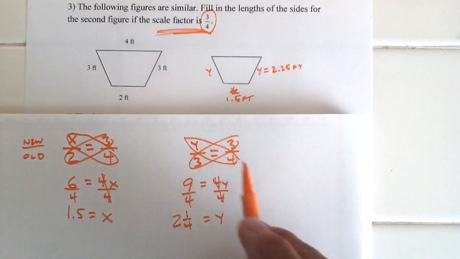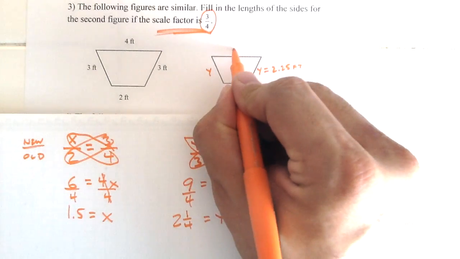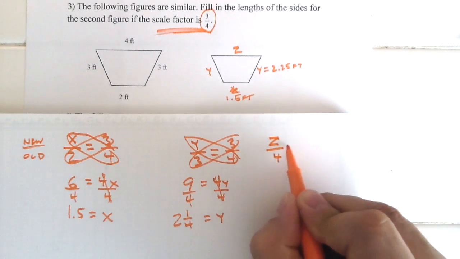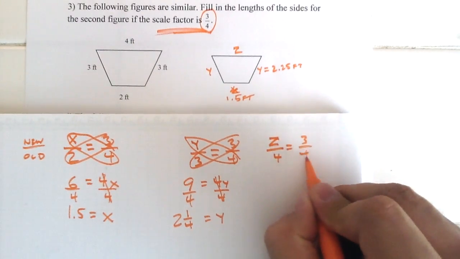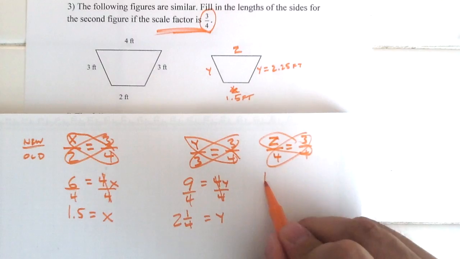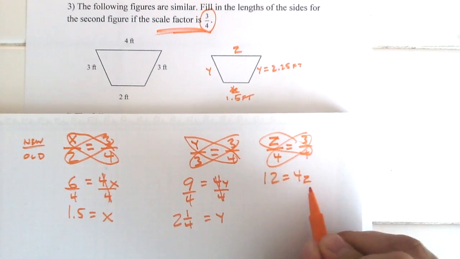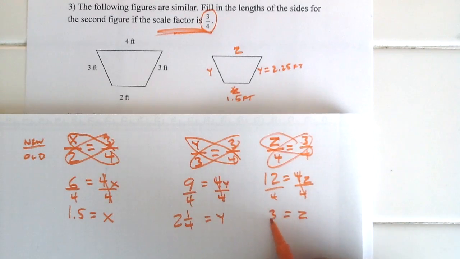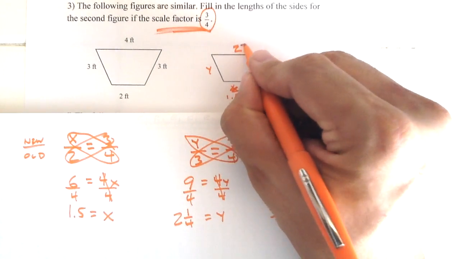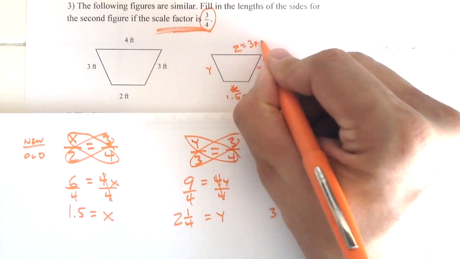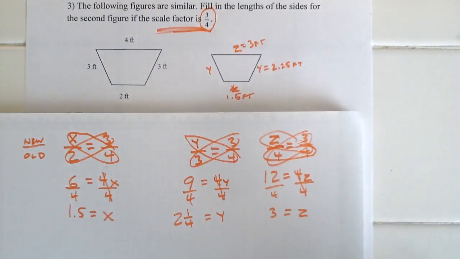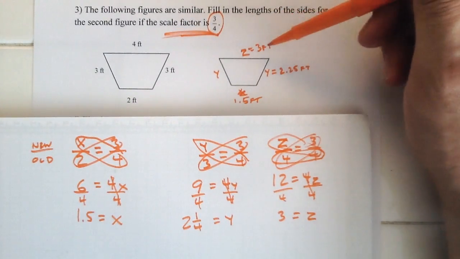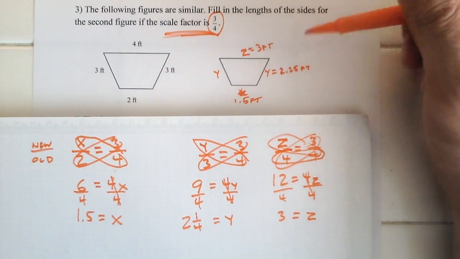All right, and then of course we do the same thing for the last one. Let's call this side z. So I would do z over 4 equals 3/4. Cross multiply. 12 equals 4z. Divide by 4. Z equals 3. So z is 3 feet. All right, and so that's how you would use the idea of scale factor and similarity to find all the missing sides of our smaller reduction here.